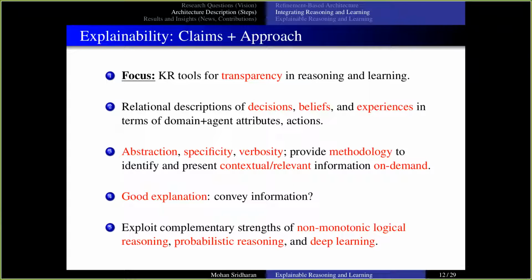And to us, a good explanation is one that conveys the necessary information. So this is interactive, and it depends on the context, and it depends on the person that the robot is interacting with. And what we want to do is exploit the complementary strengths of non-monotonic logical reasoning as before, and probabilistic reasoning as before. And in the example I will show now, I will talk about deep learning as the learning system.